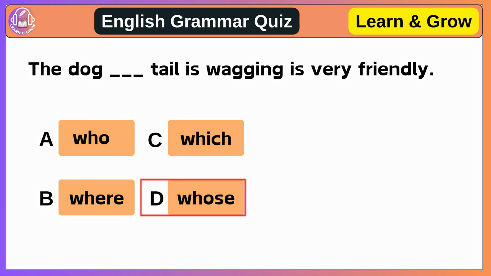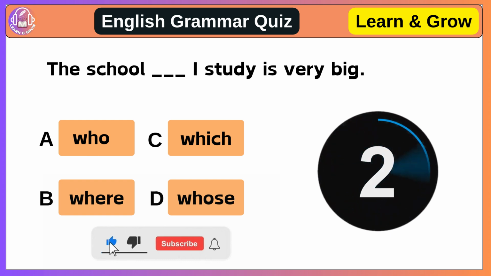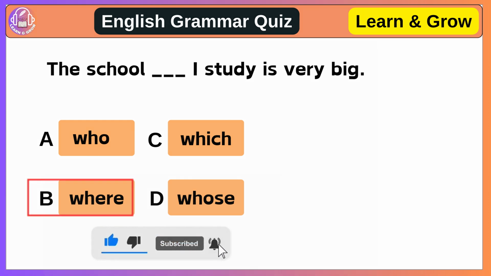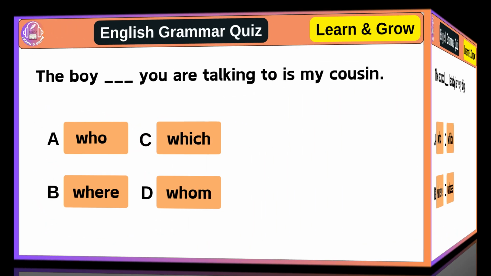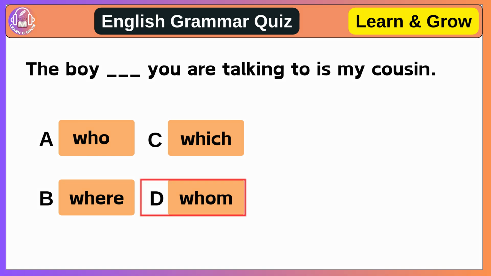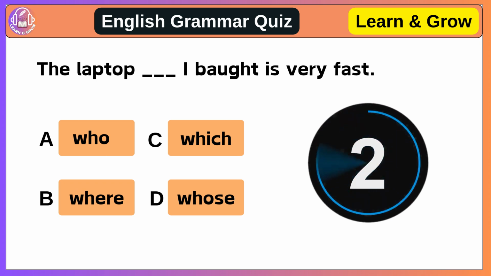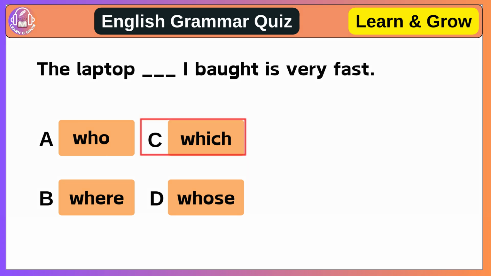Option D. Whose? The dog whose tail is wagging is very friendly. Option B. Where? The school where I study is very big. Option D. Whom? The boy whom you are talking to is my cousin. Option C. Which? The laptop which I bought is very fast.